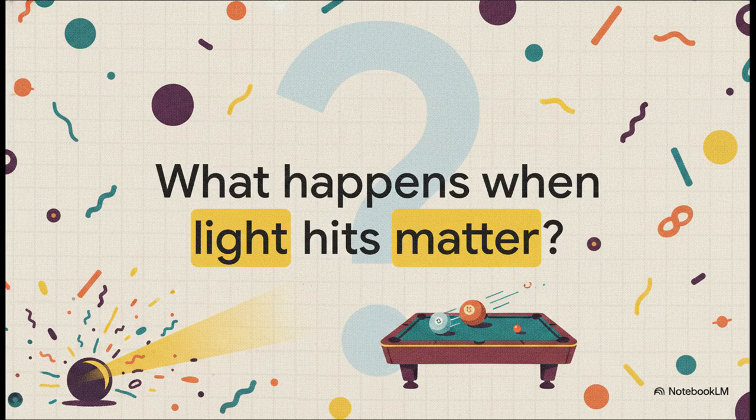So to get our heads in the game, I want you to picture a classic game of pool. Right, you've got your cue ball, you've got your target ball, and you've got the geometry of the collision. But let's shrink that pool table all the way down to the subatomic level. What actually happens when light plays billiards with matter?